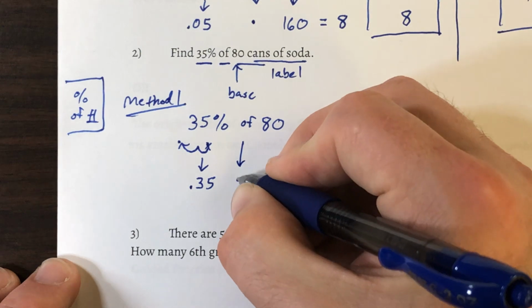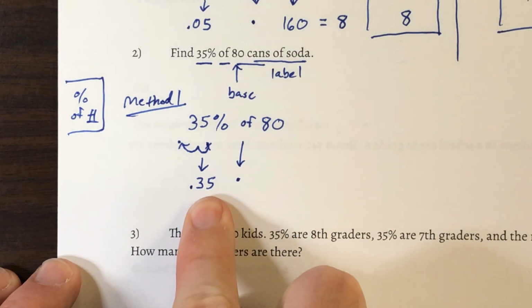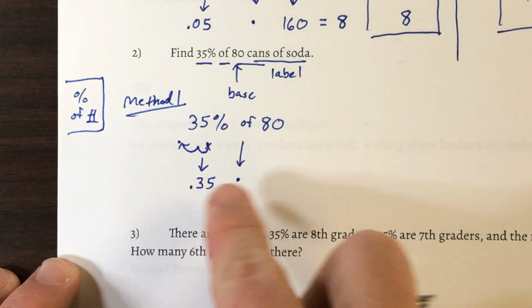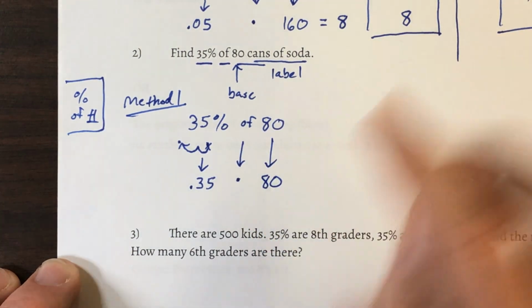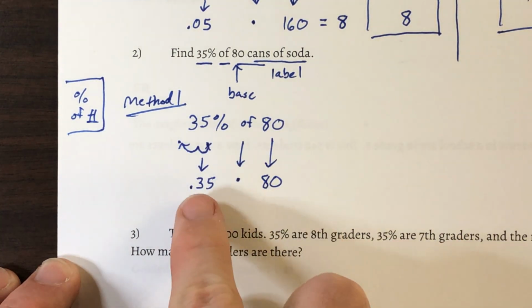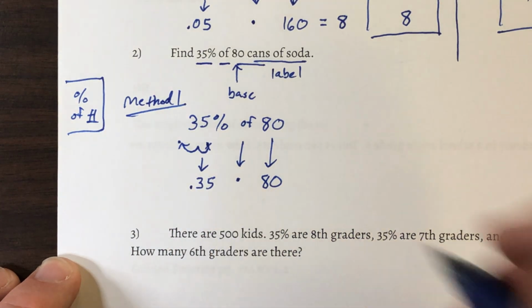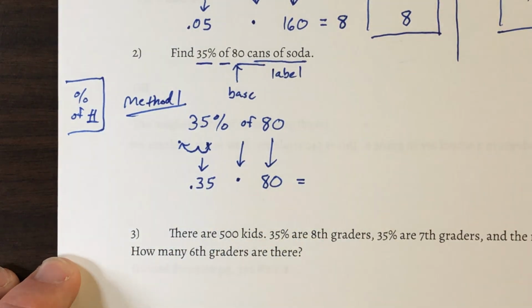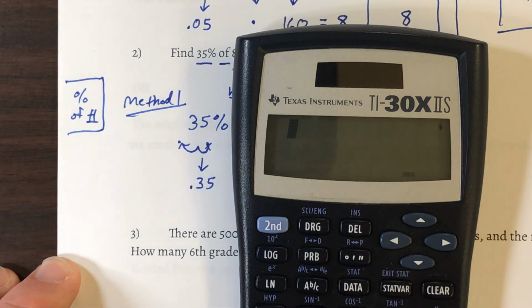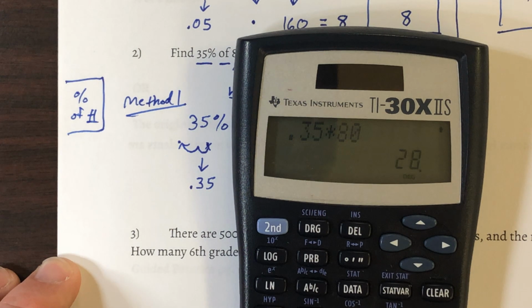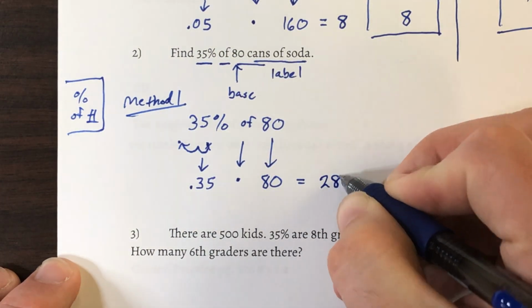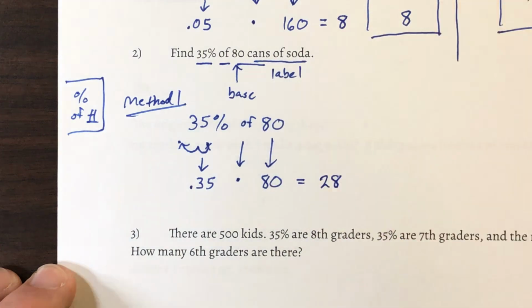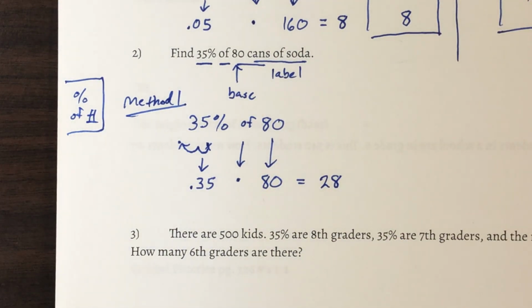Of means multiply, and that's our second step. Multiply your decimal, or percent in decimal form, by the base, which is 80. So 35% of 80 is 35 hundredths times 80. And what's that going to be? 35 hundredths times 80, 28. 28 what? Well, cans of soda. That's going to be our label.